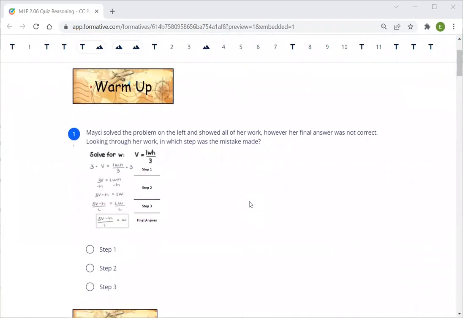So your warm-up question is: Macy solved this problem on the left, showed all of her work. However, her final answer was not correct. Looking through her work, in which step did she make a mistake? So go ahead and pause the video and see if you can figure out Macy's mistake.